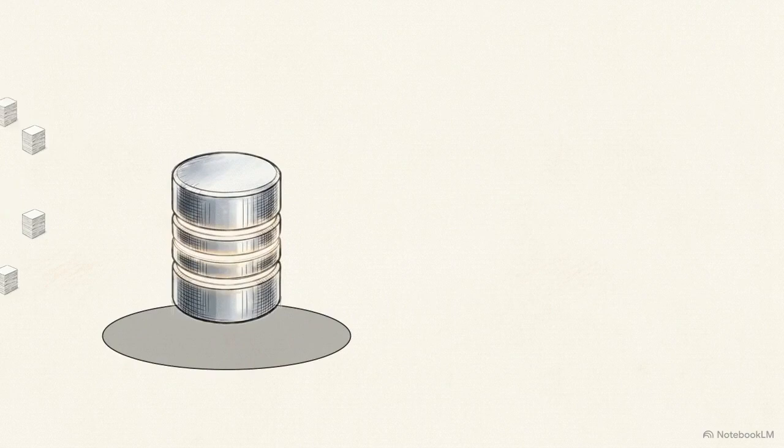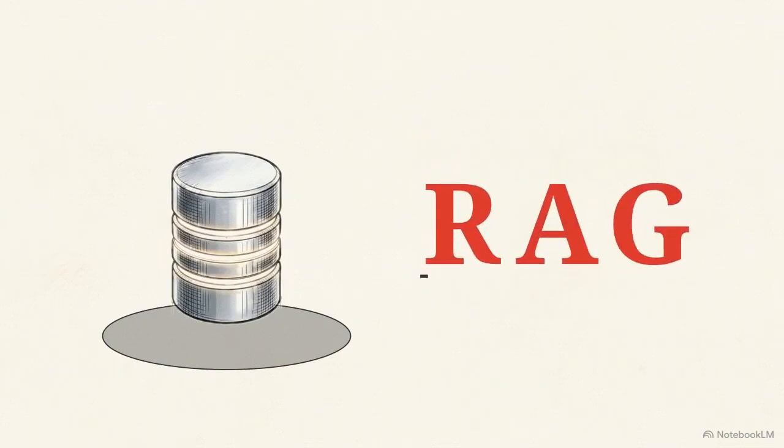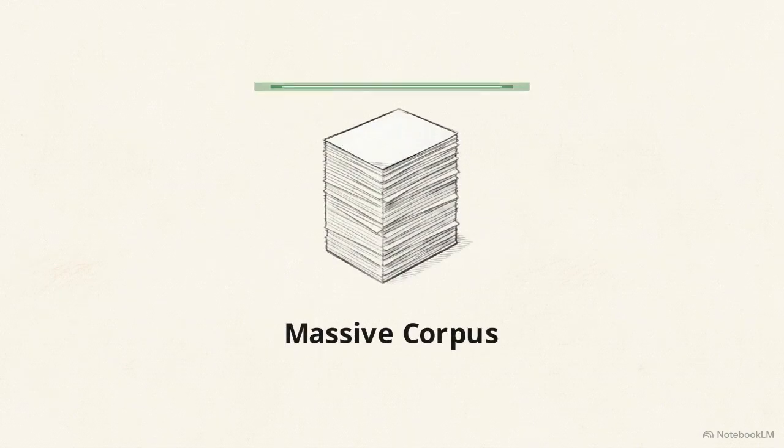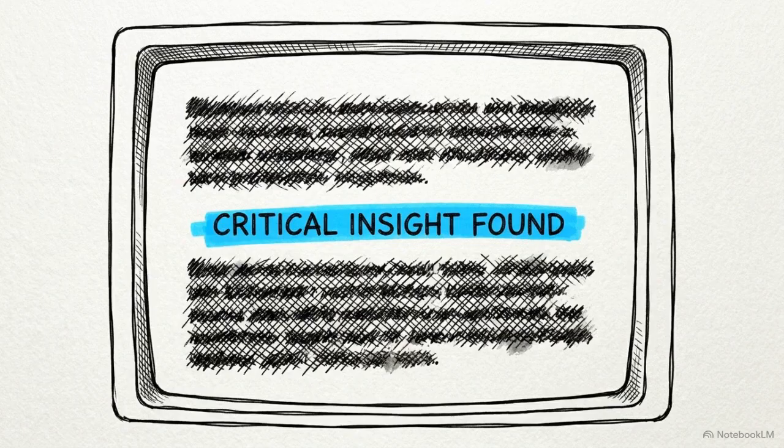The standard way developers solve this is with Retrieval Augmented Generation, or RAG. You take a massive corpus of documents and break it down into smaller text chunks so the AI can search them efficiently. But this slicing process strips away the surrounding context.